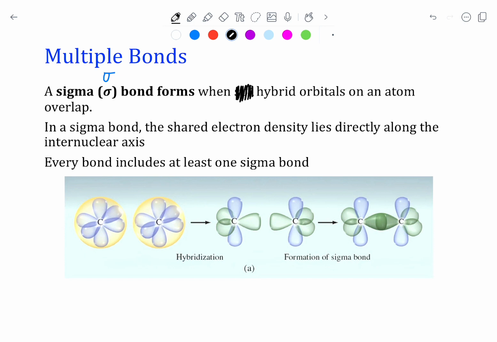Every bond that we see in a molecule includes at least one sigma bond. So all bonds have a sigma bond. Every single bond is a sigma bond. Single bond meaning one bond, not every individual bond. So every single bond, and not a double bond, not a triple bond, is a sigma bond.